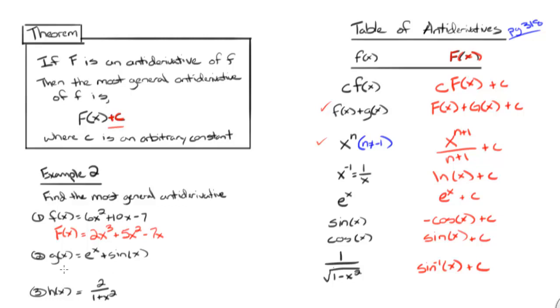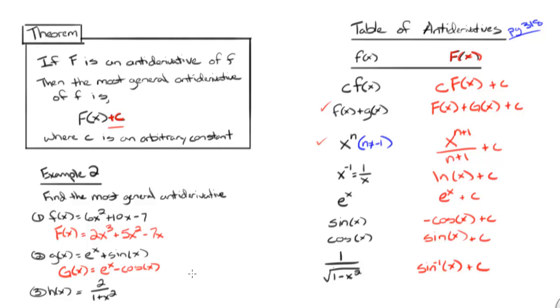Okay, let's move along to g of x. In this case, g of x, big G of x, I would differentiate each of these terms separately. E to the x, the antiderivative is nice and easy. It's just e to the x. And then the antiderivative of sine of x, as we talked about earlier, was a negative cosine of x. So I'll just write minus cosine of x.